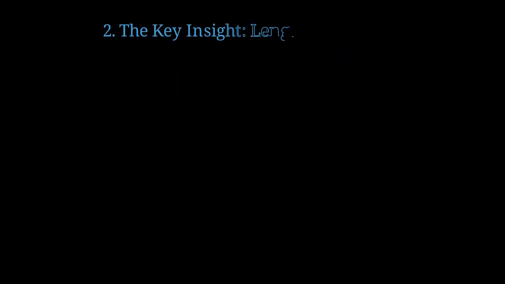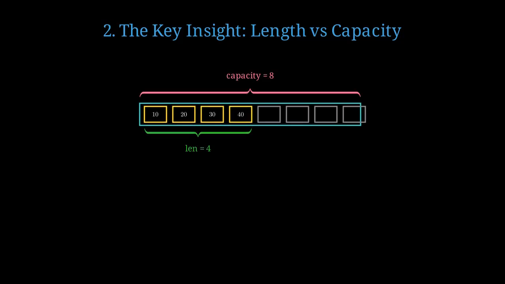The breakthrough idea is separating two concepts: how many elements we have versus how much space we allocated. We maintain two values. Length is 4 elements actually stored, while capacity is 8 total slots allocated. This gives us room to grow. The invariant is simple. Length is always less than or equal to capacity.